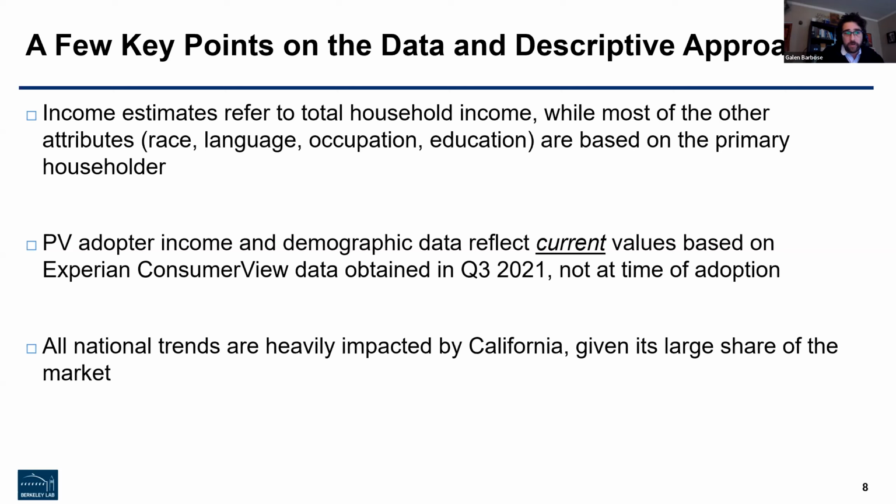The PV adopter income data and the demographic data are based on the Experian consumer view data set as of Q3 2021. So it's not based on the time of adoption. And so it's just important to keep that in mind when we show income trends over time, that those income estimates refer to income in the year 2021, even if the adoption might have happened at some earlier point in time. And that's just the nature of the data.